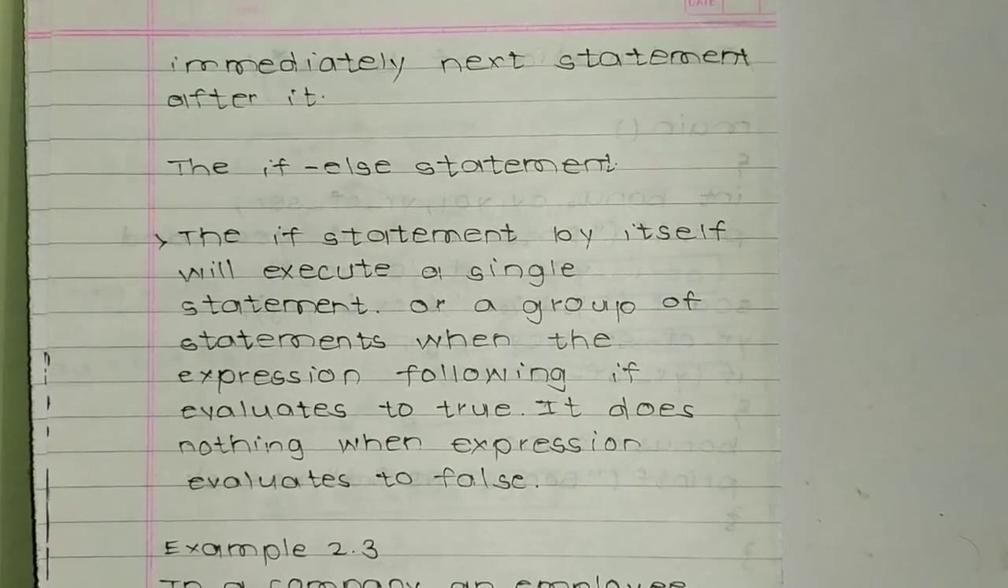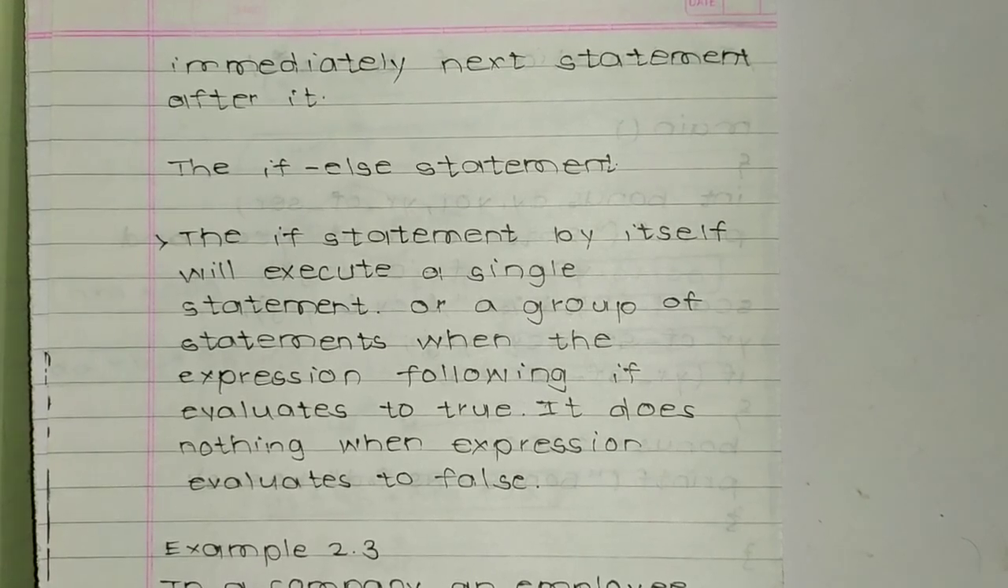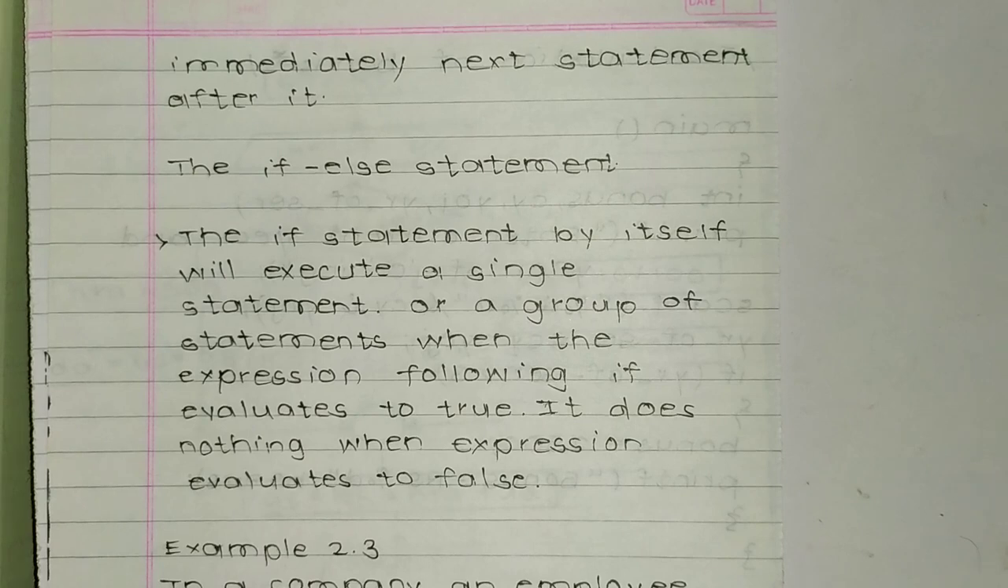If the expression evaluates to true, it executes, but it does nothing when the expression evaluates to false. So when that expression evaluates to false, the program simply stops in the if statement. This is the drawback of the if statement. To recover from that drawback, the if else statement is used.